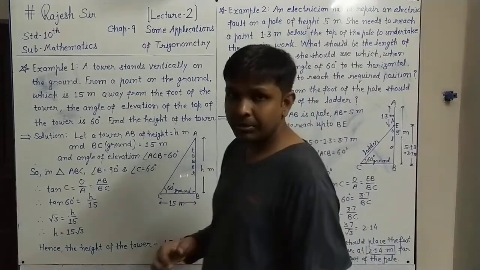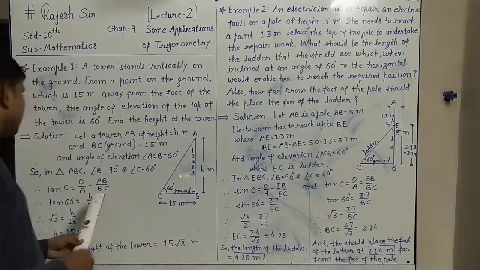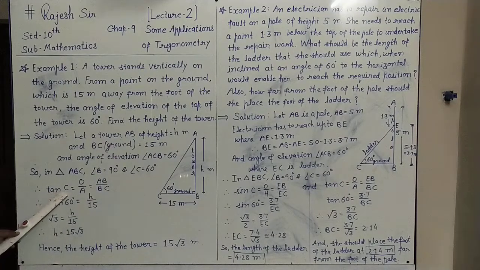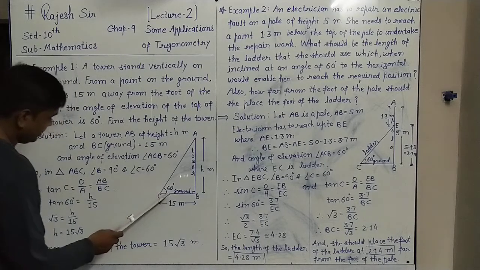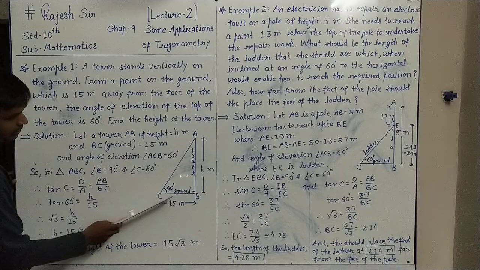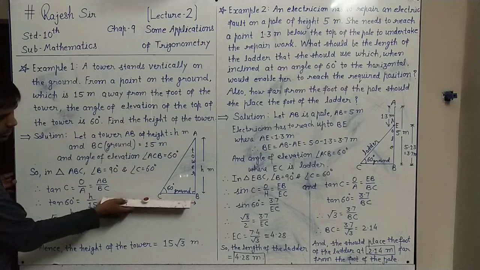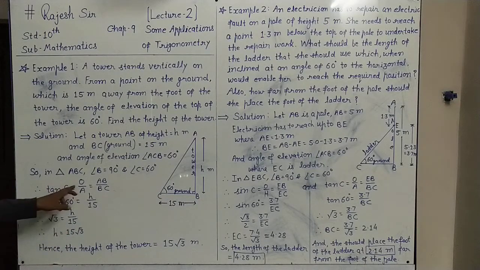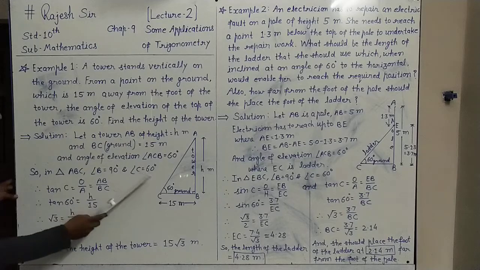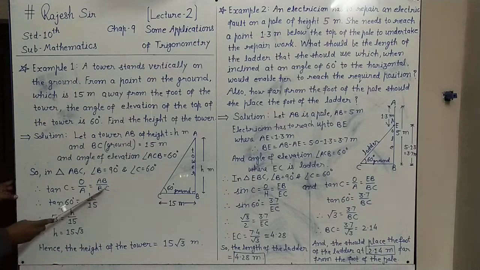In the previous chapter, chapter number 8, trigonometric ratios, we have seen the formula tan theta equals opposite upon adjacent. So tan C means for this angle C, the opposite side is AB and the adjacent side is BC. So it is AB upon BC. Now place the values. Tan of angle C, 60 degrees, equals AB, which we considered as h, upon BC, which is 15 meters as given.